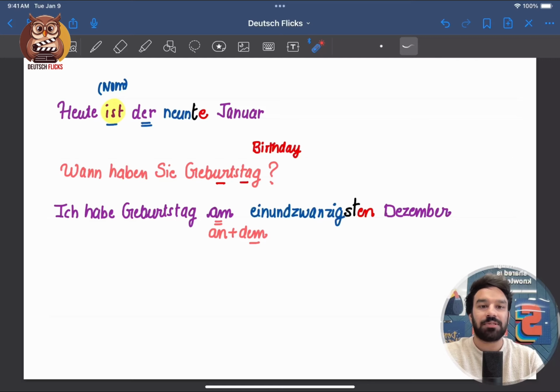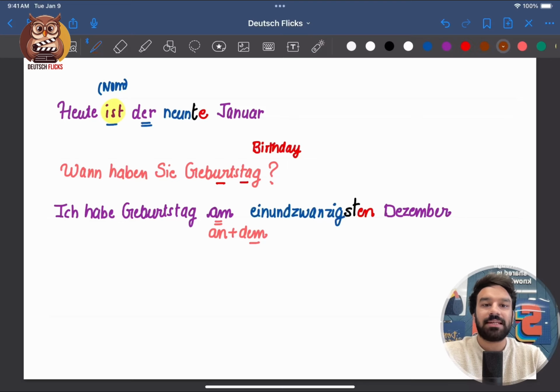For now, maybe you can learn by heart what this am is and when we use it. We have to use it with days. For example, if you want to say on Monday, Tuesday, or on 1st of January, on 2nd of December, you have to use this preposition am, and this has to come in dative case. For now, you can learn by heart. But we are eventually going to learn these prepositions in a separate video, so you have to wait for that.